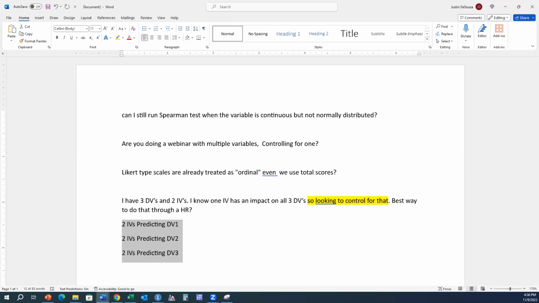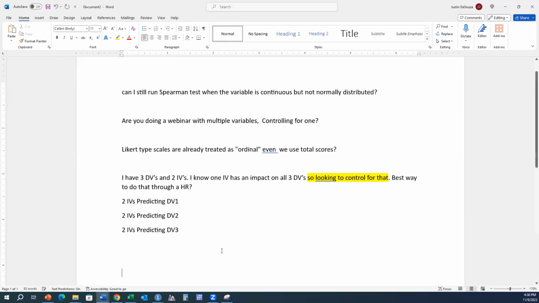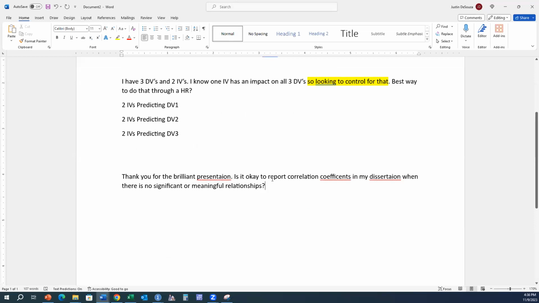Okay. We have a question from Susan. Is it okay to report correlation coefficients in my dissertation when there are no significant or meaningful relationships? Yeah, 100%. It's actually APA format. I'm not sure if your school follows APA format, but reporting correlation coefficients, regardless of significance, is part of the APA way to report correlations. You would report it regardless of significance.